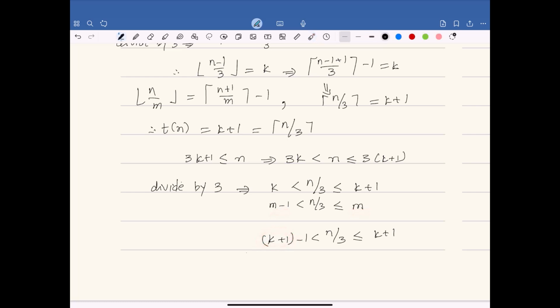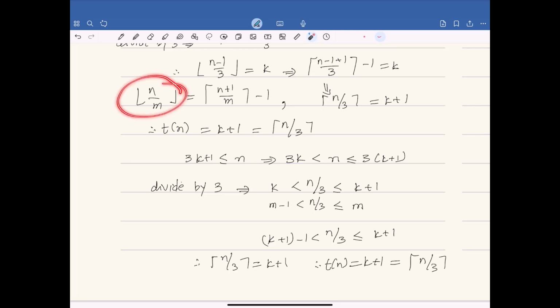So here we can conclude that ceiling of n over 3 is equal to k plus 1. And since Tn is equal to k plus 1, this will be equal to ceiling of n over 3. So we are getting the same answer by relaxing the condition without going through the conversion from floor to ceiling.